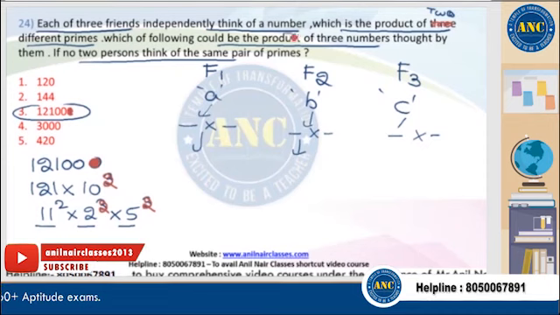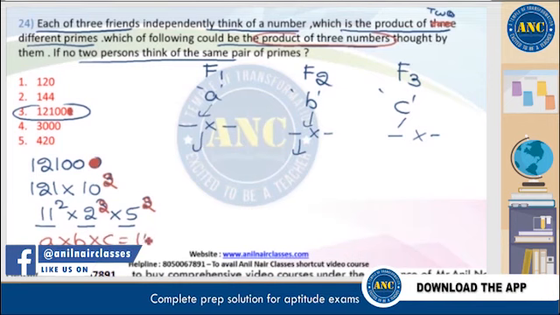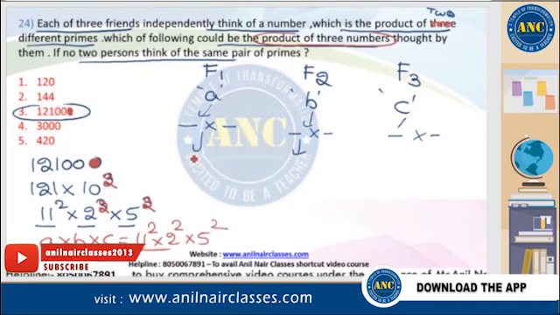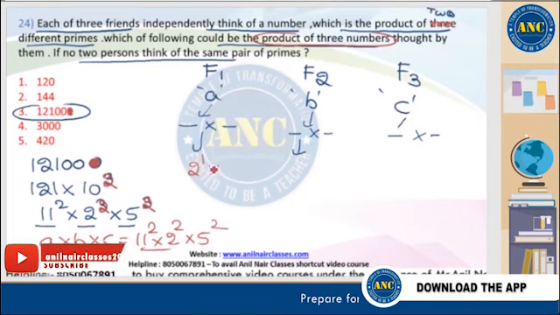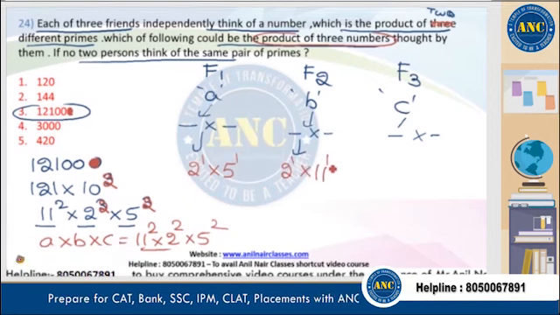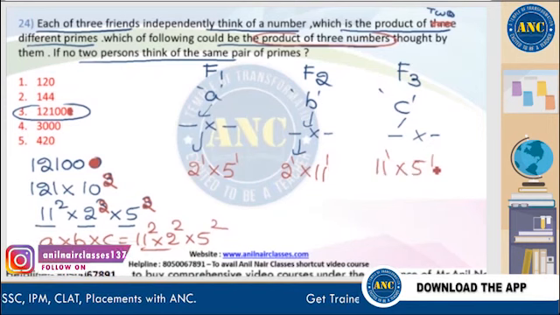Which of the following could be the product of three numbers? That means A into B into C is nothing but 11 square into 2 square into 5 square. Each one is thinking differently. Now can I keep 2 into 5 here? Are you all with me? Can I keep 2 into 11 here? Can I keep 11 into 5 power 1 here?